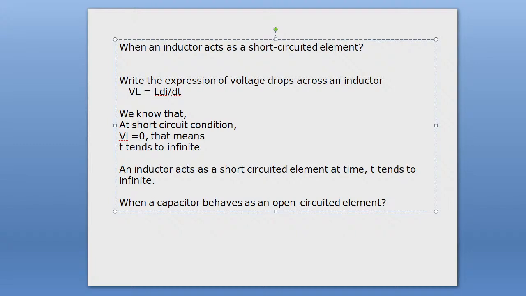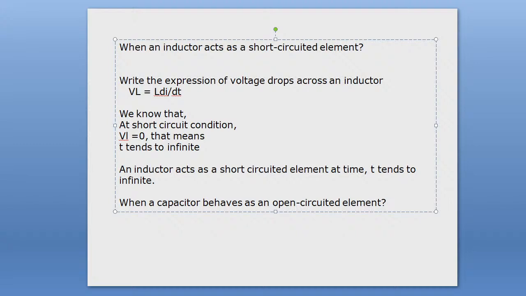Now you tell me, when does a capacitor behave as an open circuit element? Similarly, you can write that voltage drop across a capacitor V_c equals 1/C integration of i dt. You know Q equals CV, so V equals Q by C, and Q is nothing but the integration of current.